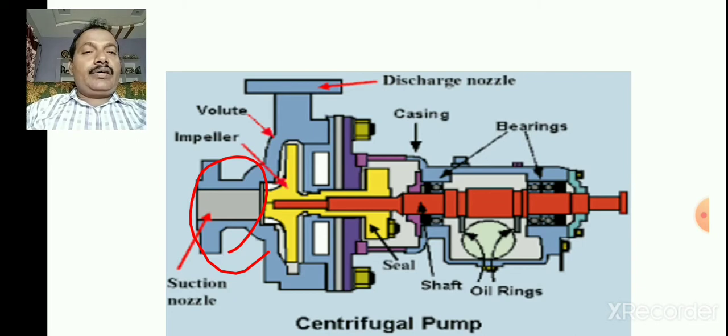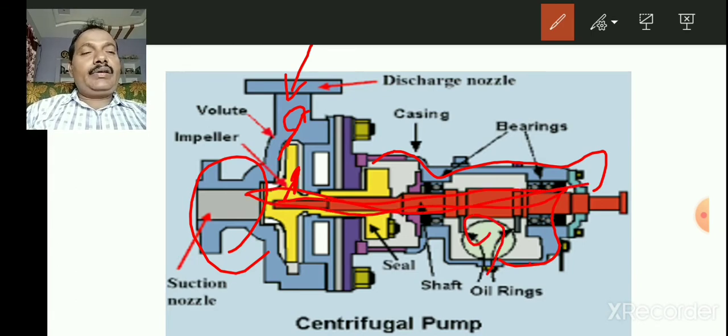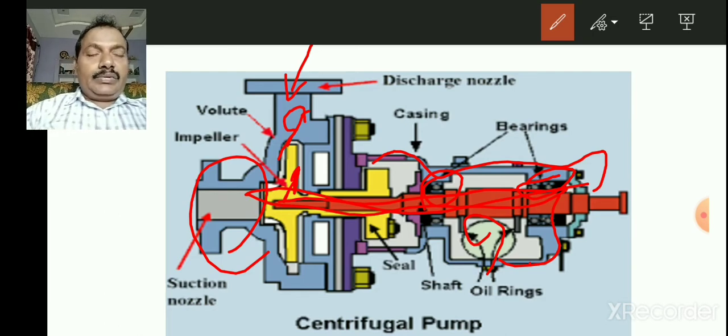This is the discharge nozzle, and this is the volute, and this is the impeller. Yellow color is the impeller, and you have the seal here and the casing. This is the casing, and here you find the oil rings. This is the main shaft, and here the bearings. So this is the construction of the pump.